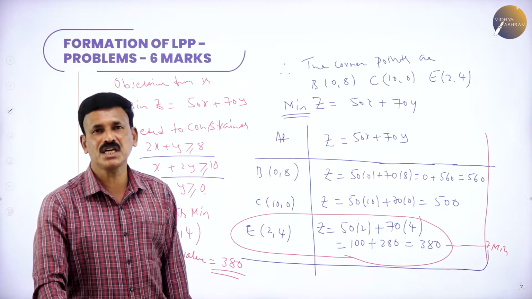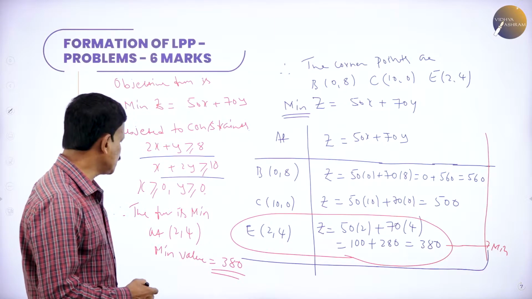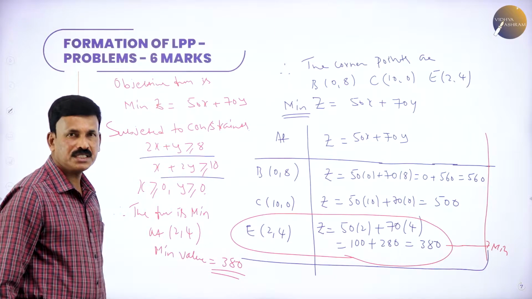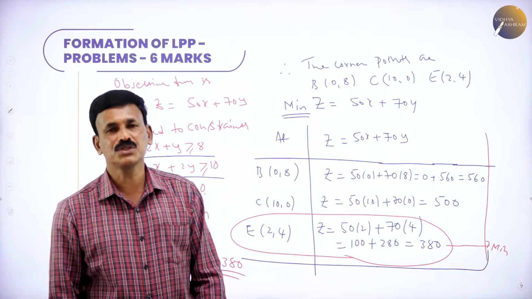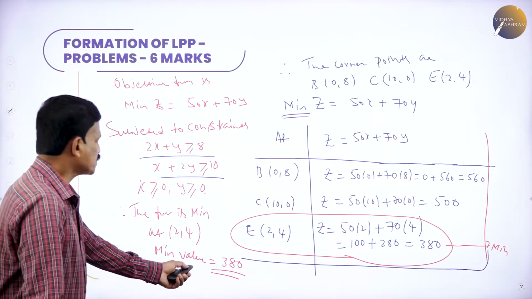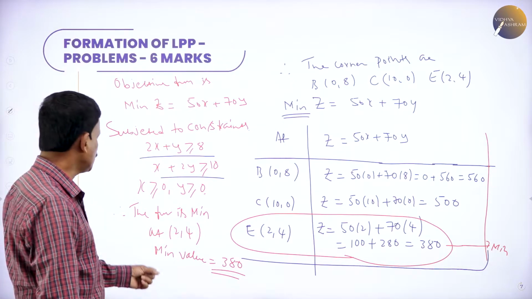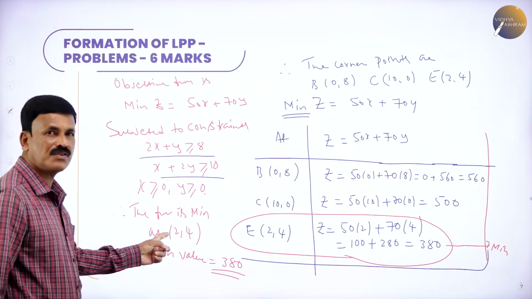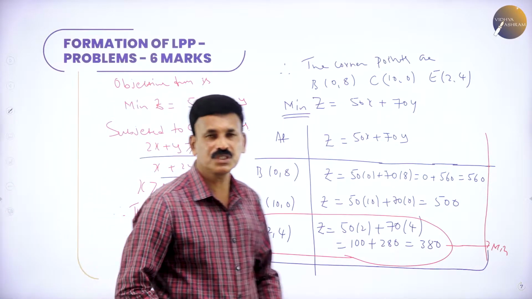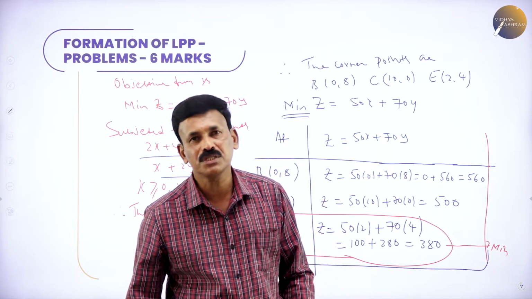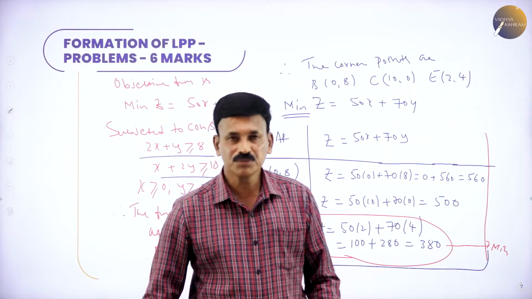Minimum value is 380. So to get the minimum cost of rupees 380, a dietitian has to mix 2 kg of the first type of food and 4 kg of the second type of food. That's regarding this problem. Now let us come to the next problem.